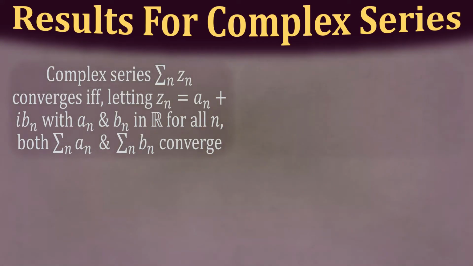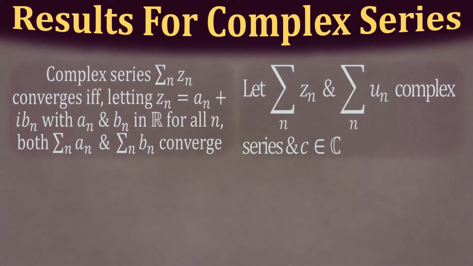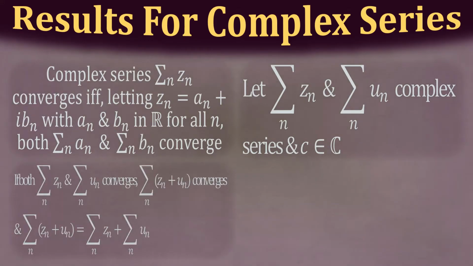Let the sum over all n of Zn and the sum over all n of Un be complex series, and let c be a complex number. If both the sum over all n of Zn and the sum over all n of Un converge, then the sum over all n of Zn plus Un converges, and the sum over all n of Zn plus Un is equal to the sum over all n of Zn plus the sum over all n of Un.